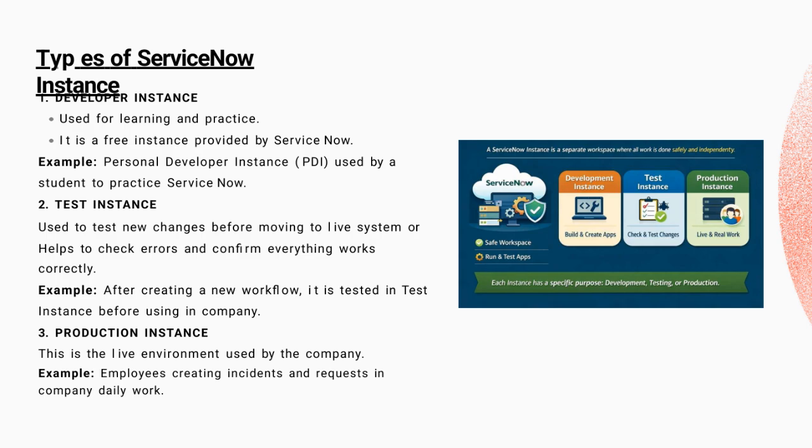Finally, we have the production instance. This is the live environment where daily operations happen. It's the place where employees create incidents, submit requests, and perform other routine tasks for the company. Think of it as the operational heart of the organization's Servicenow deployment. Understanding these different instances helps us manage our Servicenow environment effectively, ensuring smooth development, testing, and daily operations.